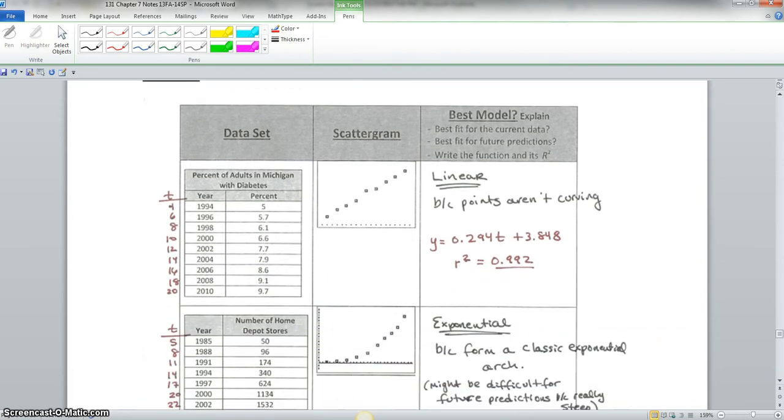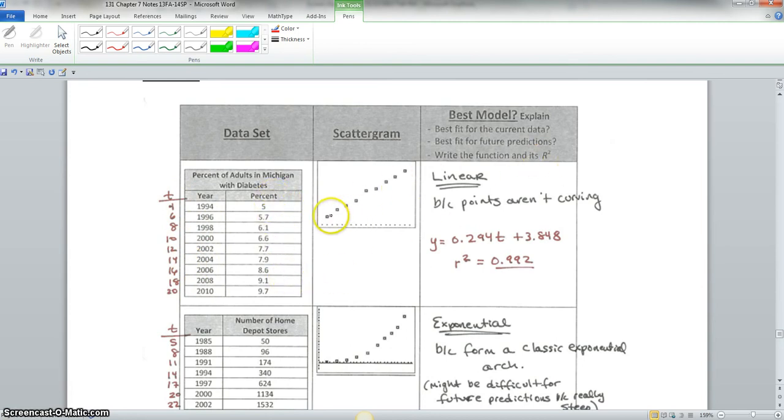Now I took the liberty of filling this out so that we could smoothly go through this. Okay, we have our data set. It's the percent of adults in Michigan with diabetes. And of course, we're assuming we're starting from 1990. So we will put these values in. This will be our L1 and the percent will be our L2.